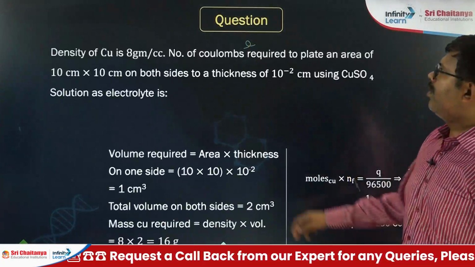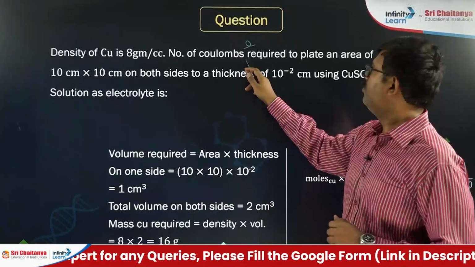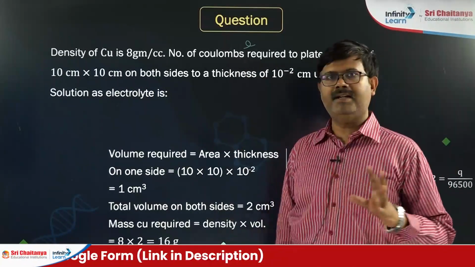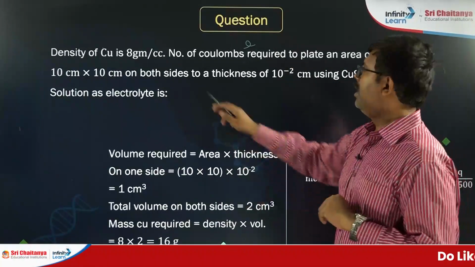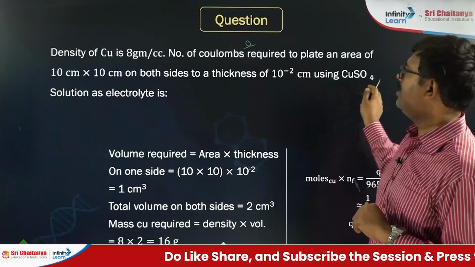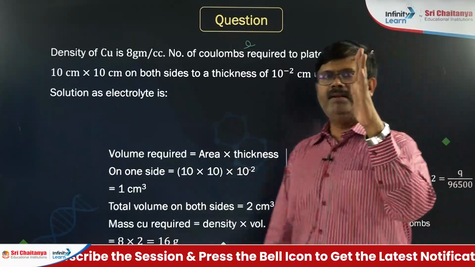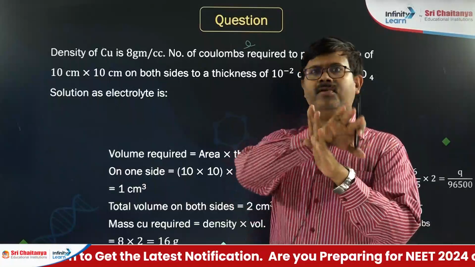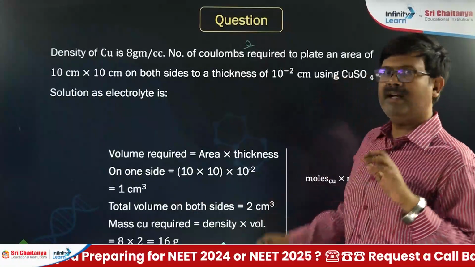Next, the density of copper is 8 gram per centimeter cube. Find the number of coulombs required to plate an area of 10 centimeter into 10 centimeter, on both the sides, to a thickness of 10 power minus 2 centimeters using copper sulfate solution as electrolyte. See, there is a plate, the area is given, but they are not coating on one side, they are coating on both the sides. With what substance are they coating? They are coating with the metal copper.